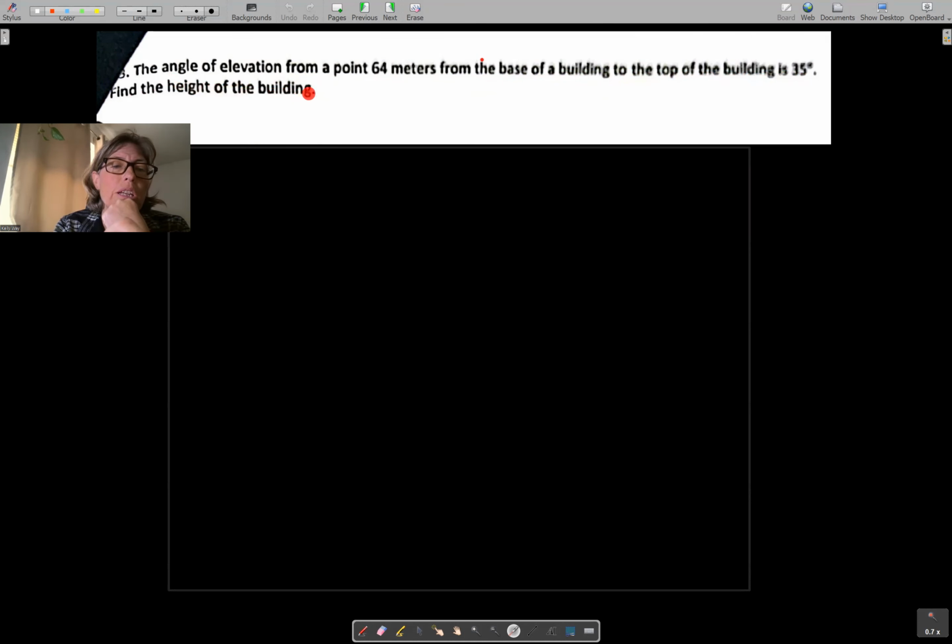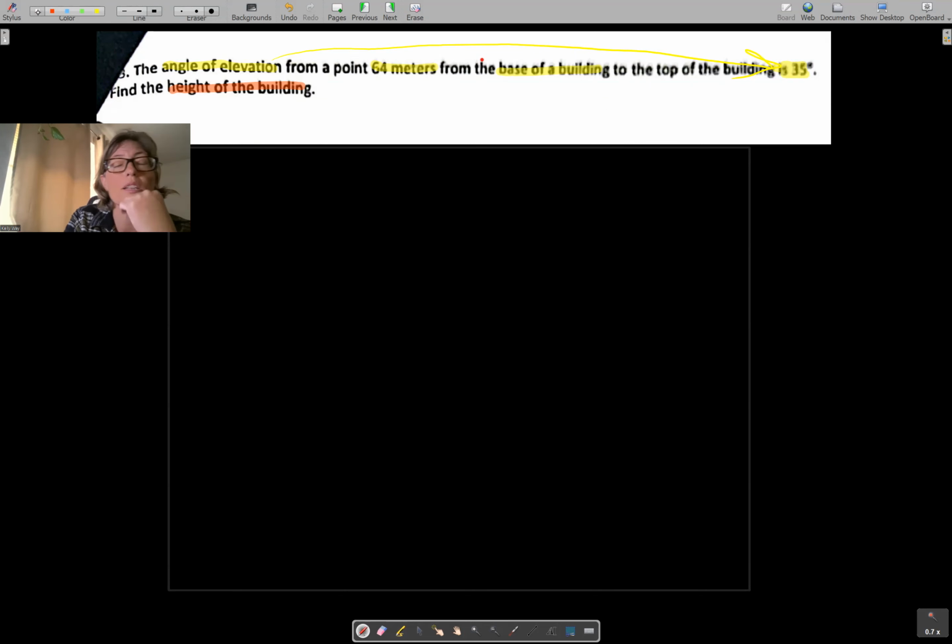Now we're going to highlight our key words here. We have an angle of elevation. We have a point that's 64 meters from the base of a building, distance-wise, and the angle of elevation is 35 degrees. So make sure angle of elevation goes over here, 35 degrees. And our ambition is to find the height of the building.